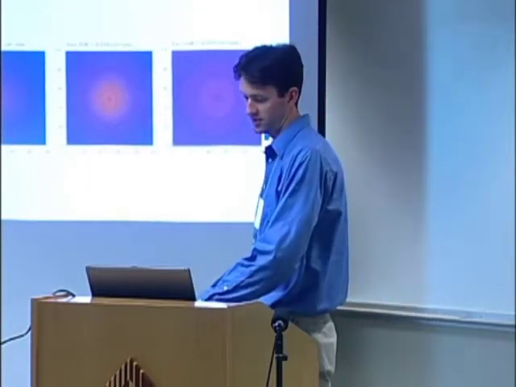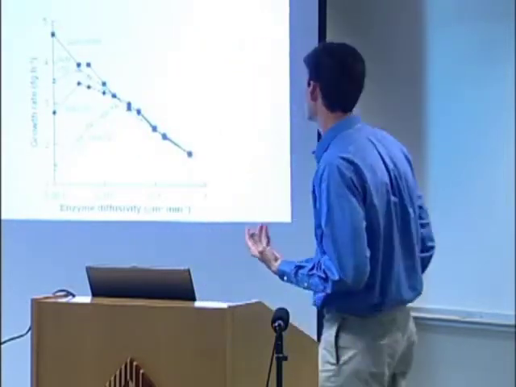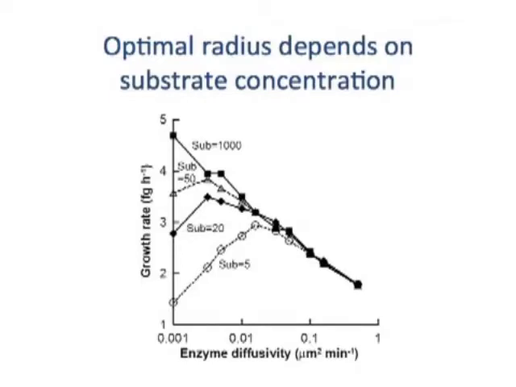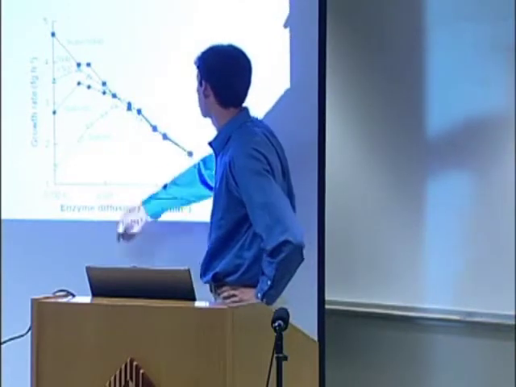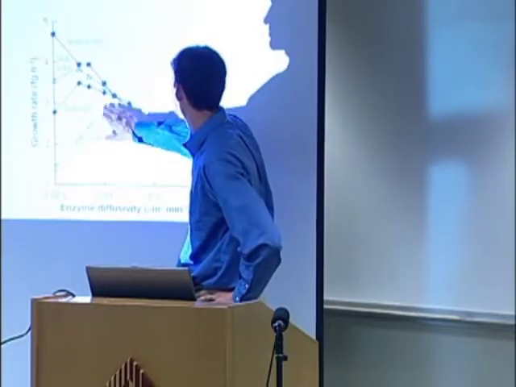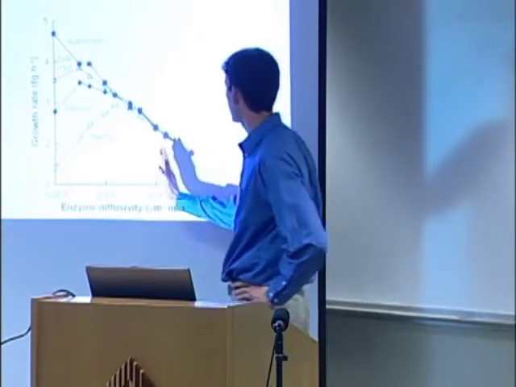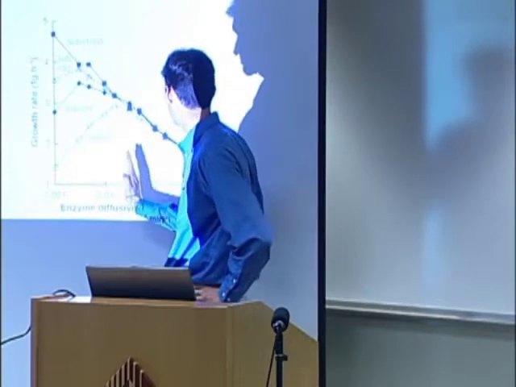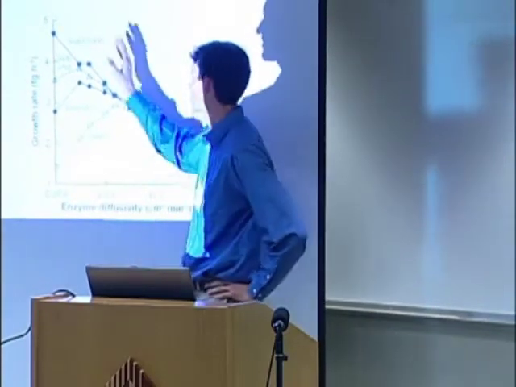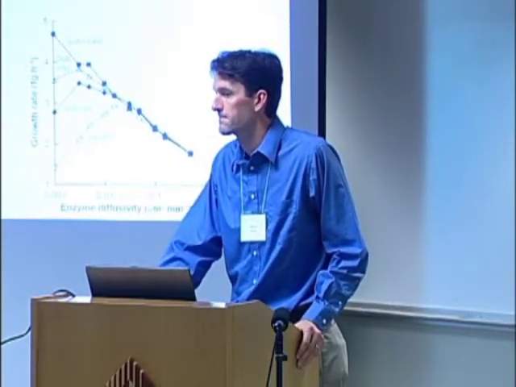Now, furthermore, this kind of optimal foraging radius or optimal diffusion parameter depends on the substrate concentration. So what this graph shows is the growth rate of that microbe versus the enzyme diffusion rate again, where we have low diffusion here, high diffusion here. And these lines represent different substrate concentrations. Here we have a low substrate concentration in the dashed line with circles, and the highest substrate concentration here in the black squares and line. So you can see the optimal or maximal growth rate shifts from higher diffusion to lower diffusion as substrate concentration increases. Yeah? Is the diffusion rate for the substrate and the enzyme the same?